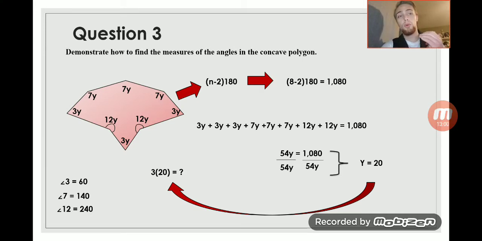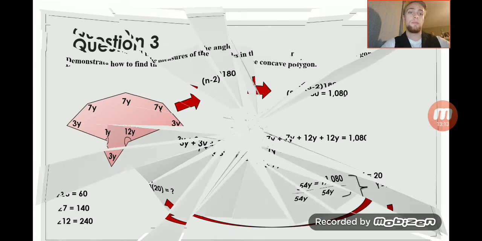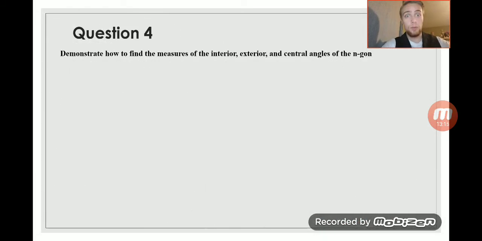Obtuse are more than 90 degrees. And a right angle is exactly 90 degrees. So if it appears to be one and you think you have the correct answer, remember that just in case you're doubting yourself. So now we're going to move on to question 4.